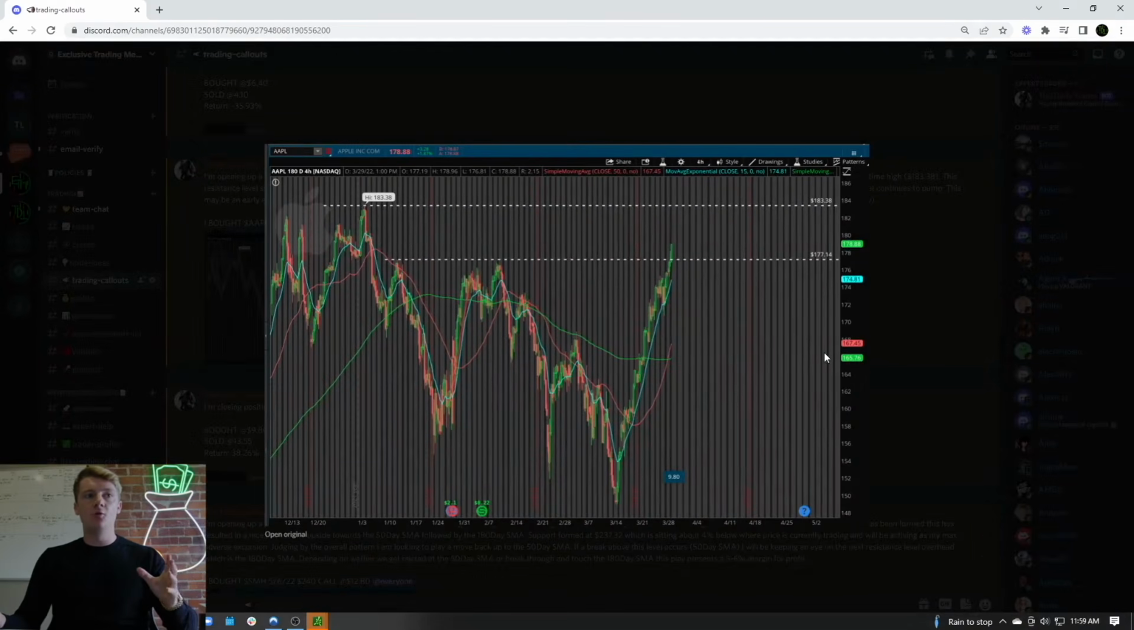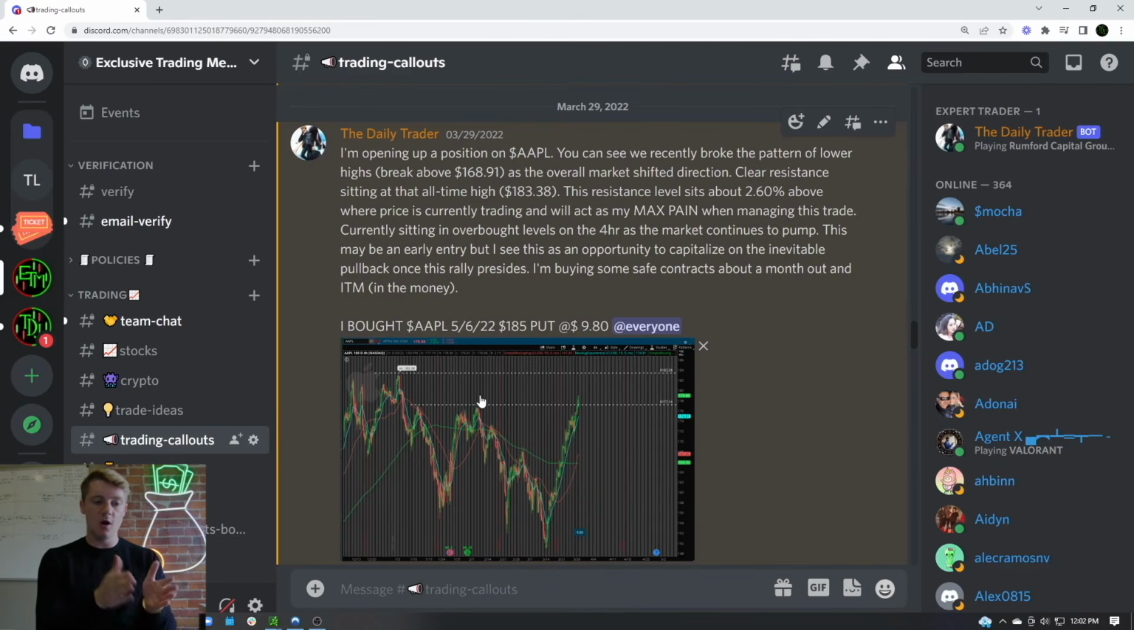I played Apple earlier this year inside the mentorship group. Now, this is an example of why in some cases you don't want to wait for confirmation, because by the time you get confirmation, you've already missed out on the entire move itself. Now, everyone's waiting for confirmation. Everyone's looking at the same chart, the same moving averages.